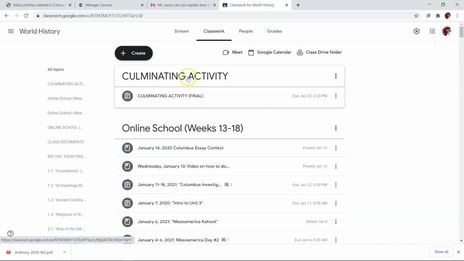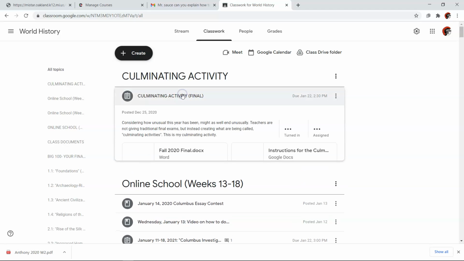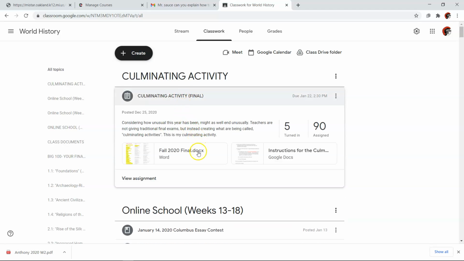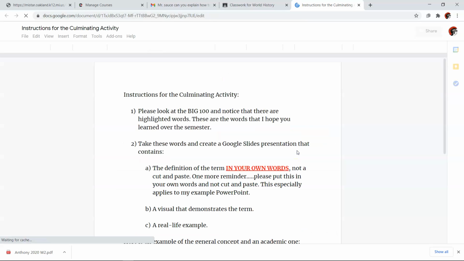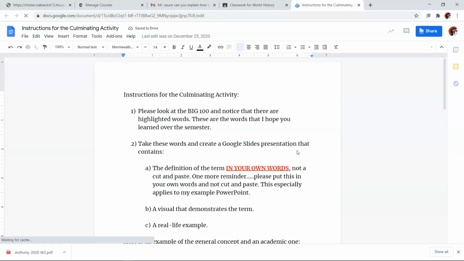So you can see Culminating Activity. I can click on this, and you will see two rectangles. Now, in this left rectangle, you see the Big 100, the words I'm going to give you in June as your final, and some of them are highlighted. Then we have instructions for the culminating activity. So I'm going to click on this one first. What you're going to do is look at those Big 100 words, and notice there are some highlighted words. So you're not responsible for all of them, okay? You're only going to be responsible for some, and I'll go back in a moment to show you those.